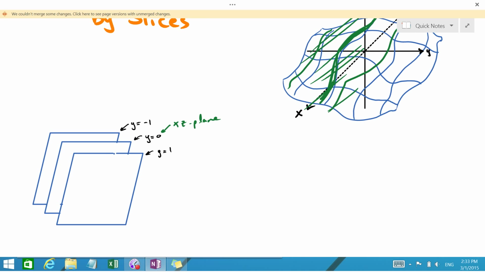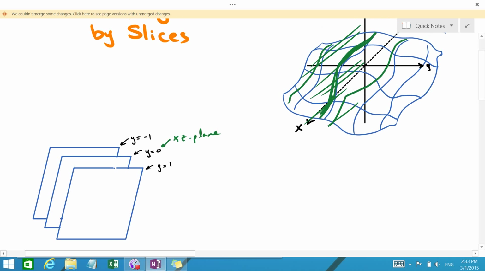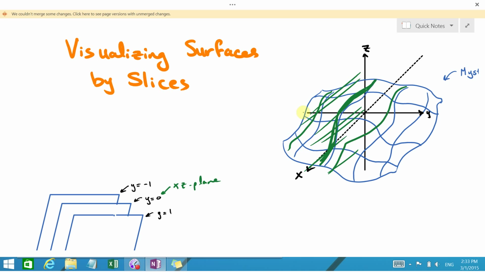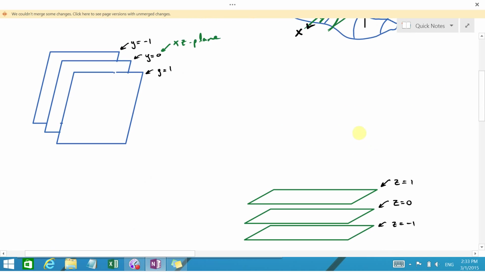Or, of course, I mean, there's nothing special about picking y equal to constant. If you pick z equal to constant, then these would be kind of horizontal slices. You can imagine the blade is now parallel to the xy plane, and you're slicing it up and down. So those would be pictures right here. There's z equals 0 plane. Of course, z equals 0 also happens to be the xy plane. And then all of the other z equal constant planes are parallel to it.